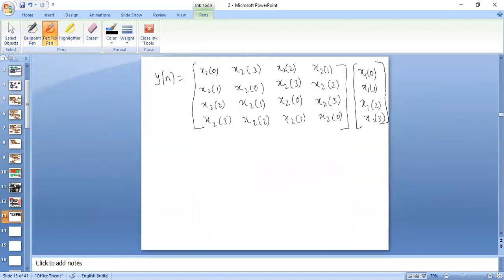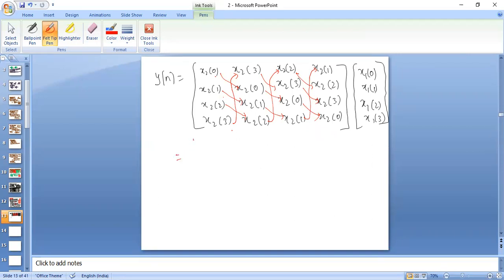How can we write this matrix simply? If you observe, x2 of 0, x2 of 1, x2 of 2, x2 of 3. How do we write the second column again? This goes up and they will be shifted downwards. Okay, again it will be shifted upwards, x2 of 2, and then they will be shifted downwards. Similarly, this is how we can write this matrix.